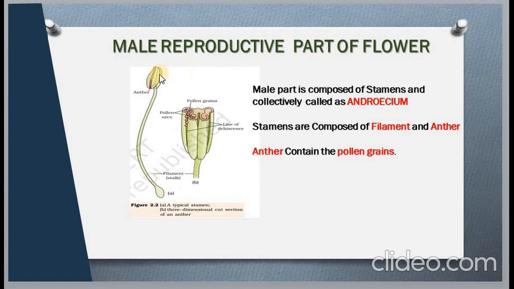If you take a transverse section of the anther, you can see the picture here. This is an anther. A transverse section is taken and you find the image here. Inside the anther, there are lots of pollen grains. So these pollen grains are the actual male reproductive cells. So this anther contains a number of male reproductive cells known as pollen grains. They contain the male cells.